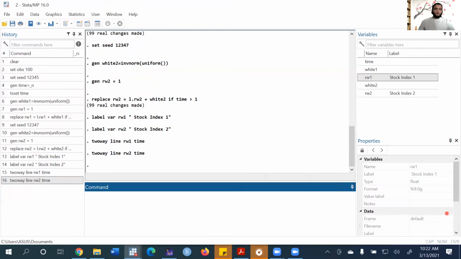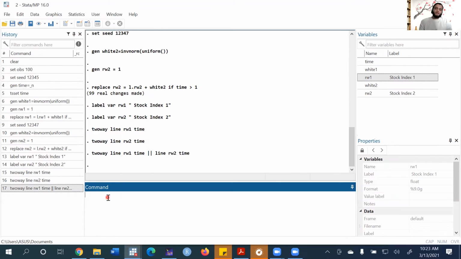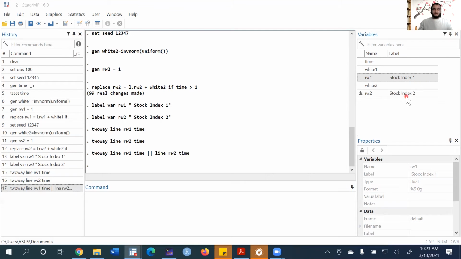We can also check the graphical presentation for both of these variables. What we can write is twoway line with the variable name with respect to time, and then another line for variable 2, like stock index 2, against time. This is how we can compile both graphs in one graph. The green blue one is the stock price index for stock index 1, and the maroon one is for stock index 2. In the previous session, we visually inspected whether the series are stationary or not, and we found both of the stock indices are non-stationary.